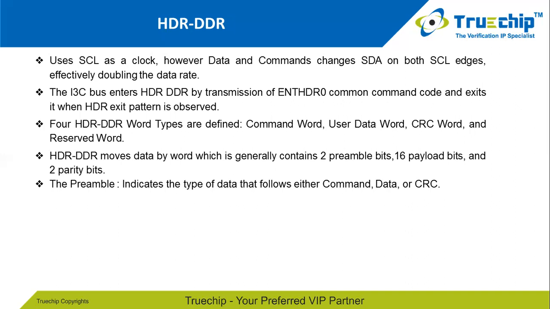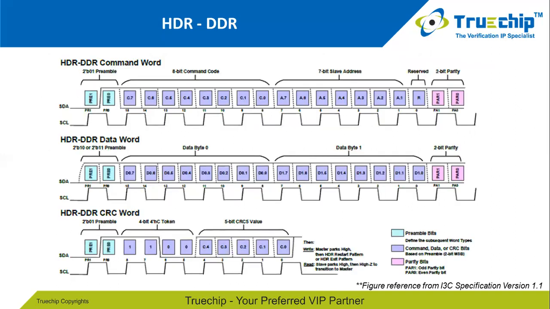If the preamble is 2'b01, then it can be a command word or a CRC word. If the preamble is 2'b10 or 2'b11, then it is a data word. The figure shows the frames of the different types of words used in HDR DDR.